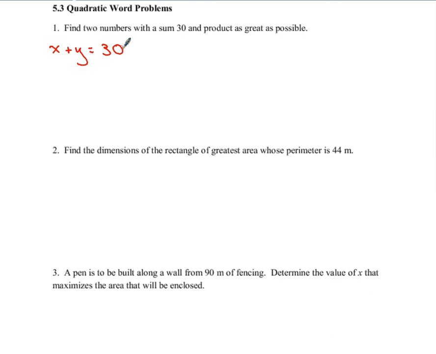Now, apparently with these two numbers, if we put them together as a product, the product's going to be as great as possible. So as we get into this further, I'll explain what that means, but we're looking for the greatest product possible between these two numbers that add up to 30. We basically want to take that x and that y that represent the numbers and multiply them together. If we multiply them together, that forms the product.